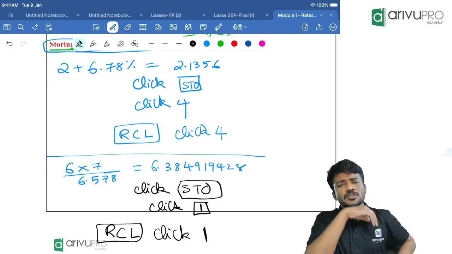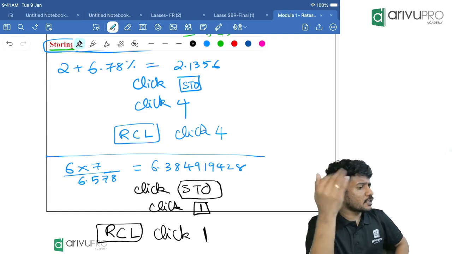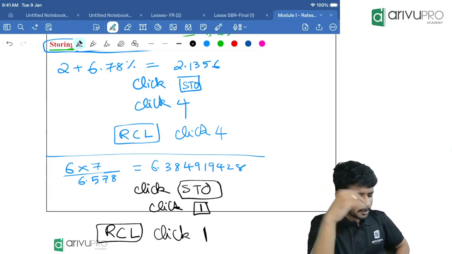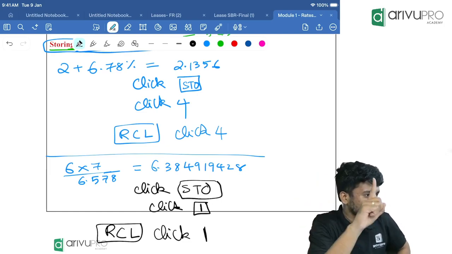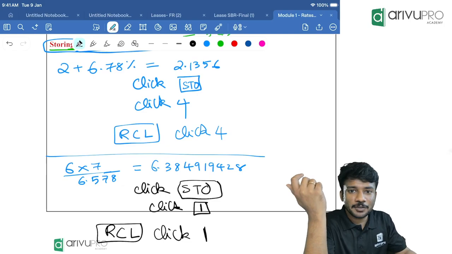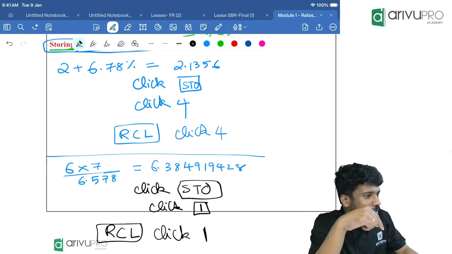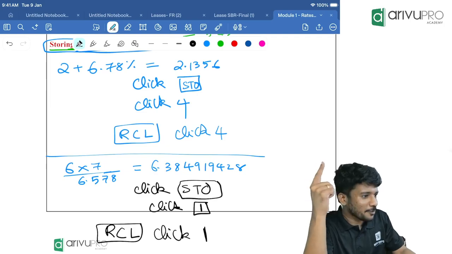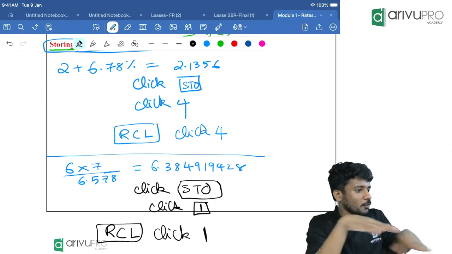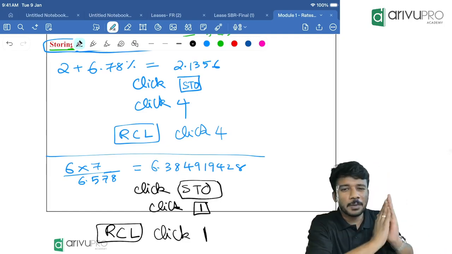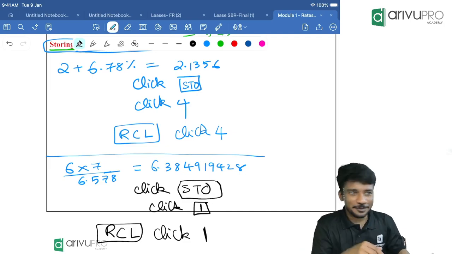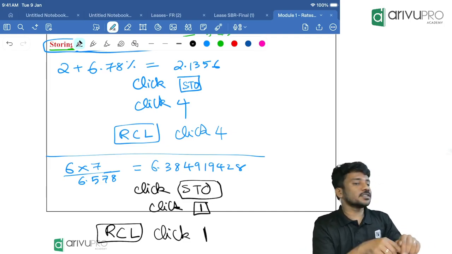Now my next question is, can we overwrite the values? For example, I stored that 6 point something value in our calculator at 1. Now if I write some other value and also store it at 1 itself, the previous value, whatever it was, will get removed. It will be erased and the new value will be there in your calculator. Remember that. Don't always keep using 1, 1, 1. It will not work. So try to distribute it.